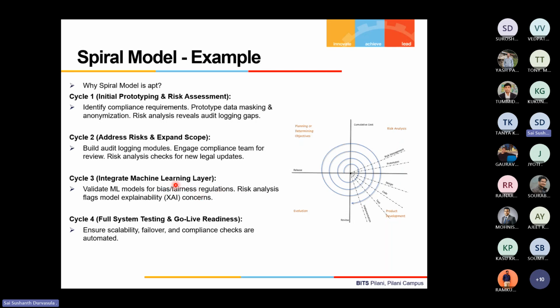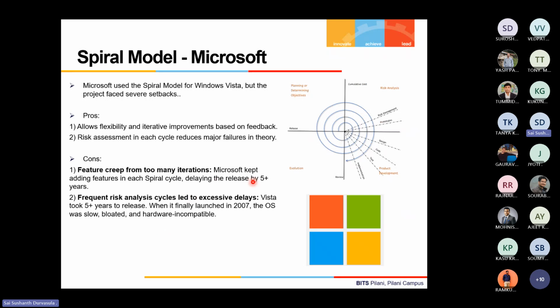So that basically means at each stage, all the components that you're developing have to be fair. The model that you're developing has to be accountable for whatever output it generates and so on, and meet the regulatory compliance. And finally, towards the fourth cycle, the fourth coil here, you may get a scalable, failover, compliance-checked product. So that's just one example to showcase this. And I think Microsoft has followed this for developing Windows Vista. Right, so it allows flexibility and reiterating the risk management and so on.